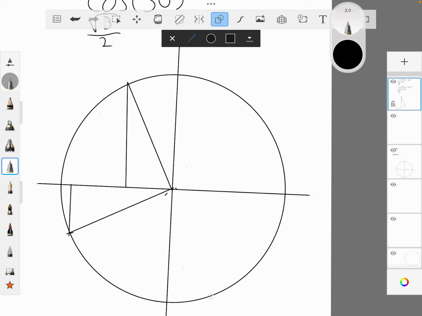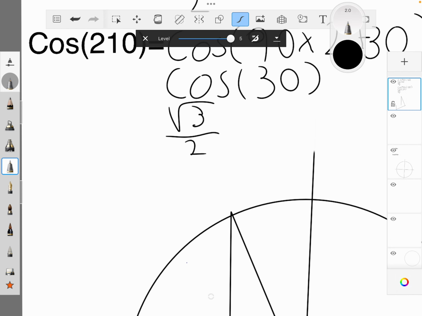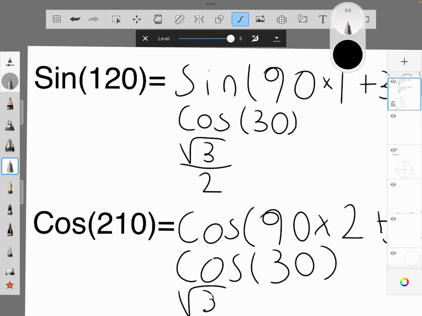The cos value here is negative. Because remember, think about cos as the x-axis. So, cos in this case would be negative. So for cos 210, it isn't actually the square root of 3 over 2. It's actually negative square root of 3 over 2. And that's the answer for cos 210. And the square root of 3 over 2 is the answer for sine 120 degrees.